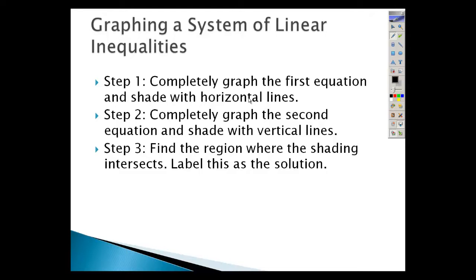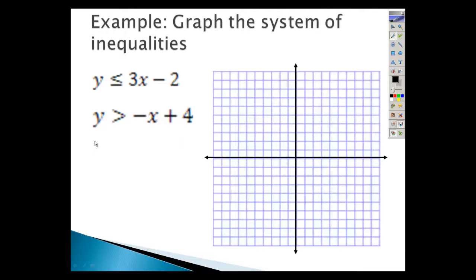What you need to do is completely graph the first equation, and I want you to specifically shade it with horizontal lines today. So be careful on your shading. I want to do horizontal lines. Then I want you to completely graph the second equation. I want to shade with vertical lines. Now, where the shading intersects, it should make like a checkerboard, and that's going to be your solution. So you need to actually label it solution when you get there.